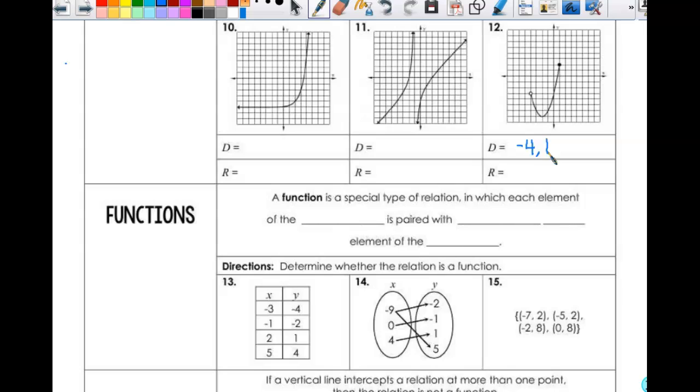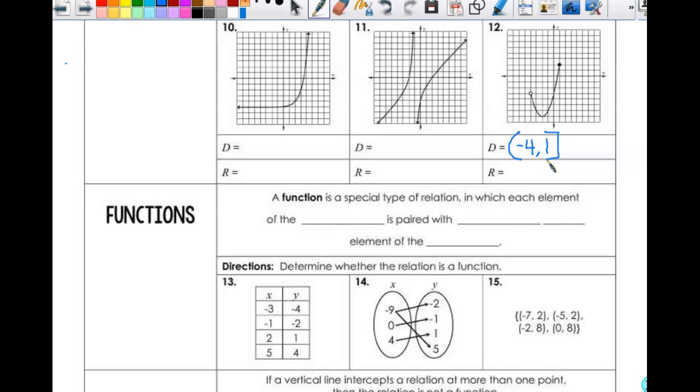Now, if I think about traveling this way along my graph, I'm going to get really, really close to negative 4, but I never actually make it, right? So I don't include the negative 4. It's open. But I don't put 3.9 because I can get closer than that, right? I put that in as open. Do I include the 1? Yes, I do.